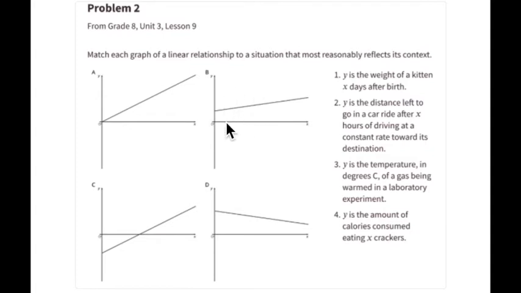This one is starting above 0 and it's increasing. This one's starting above 0 and it's decreasing, so it's going down. And this one is starting below 0. So this is a negative, whatever y is negative, and it's increasing. Here is the x-intercept. It crosses the x-axis at this point.